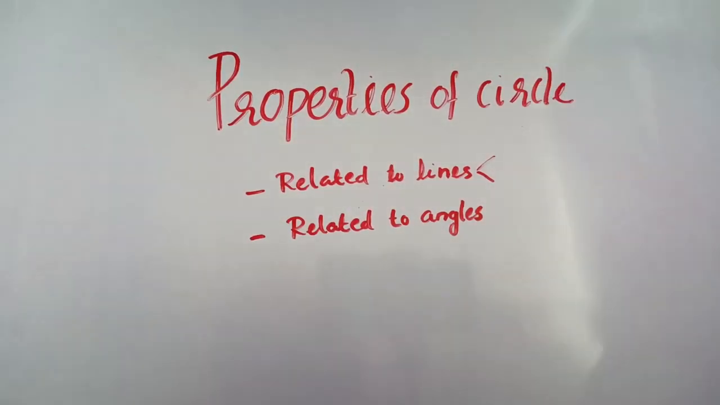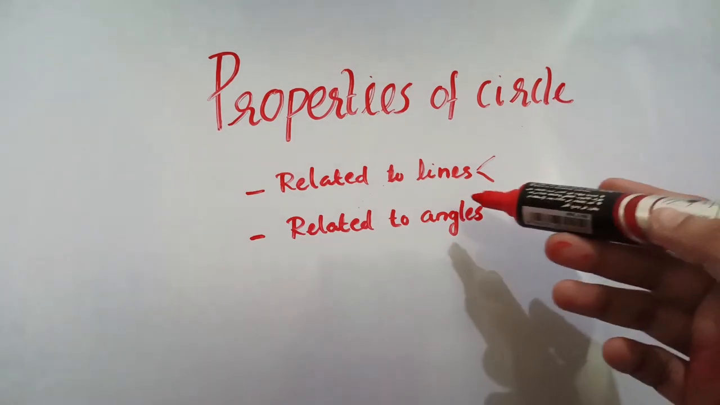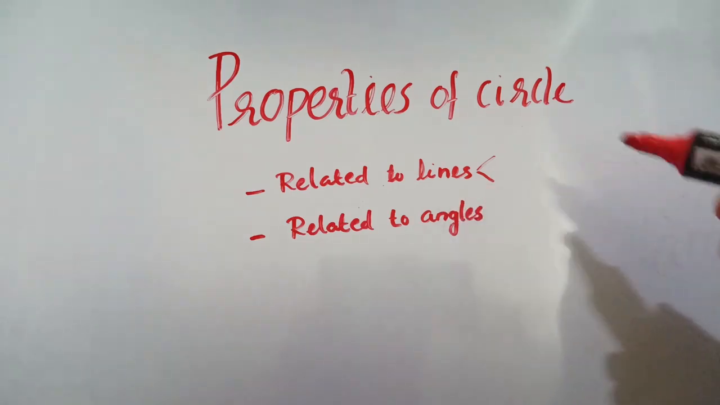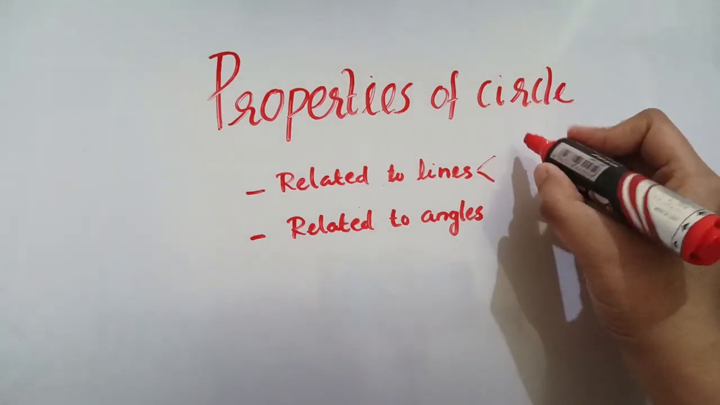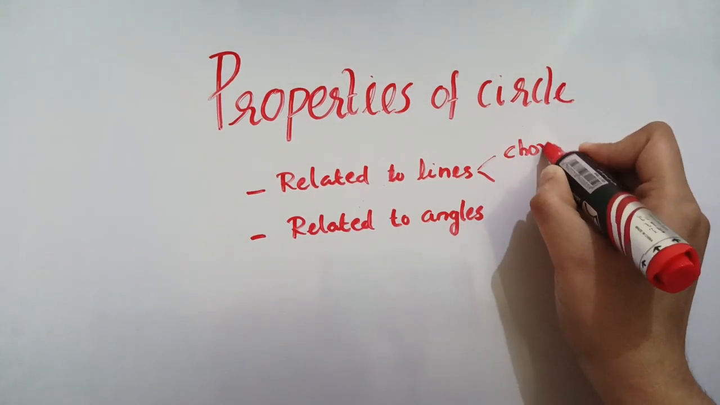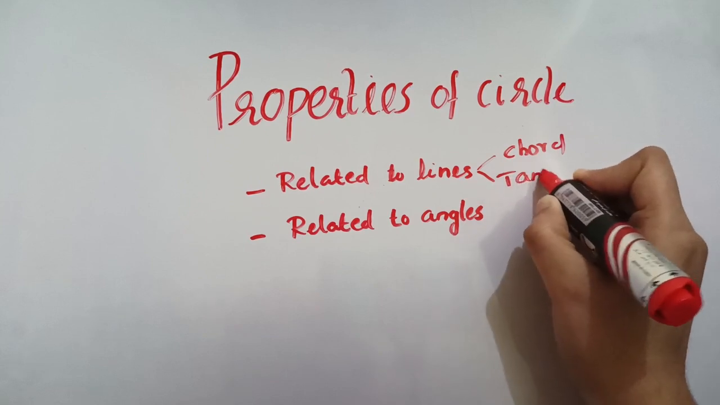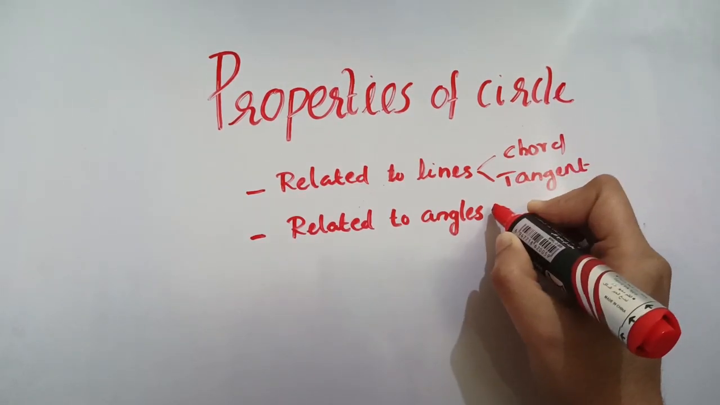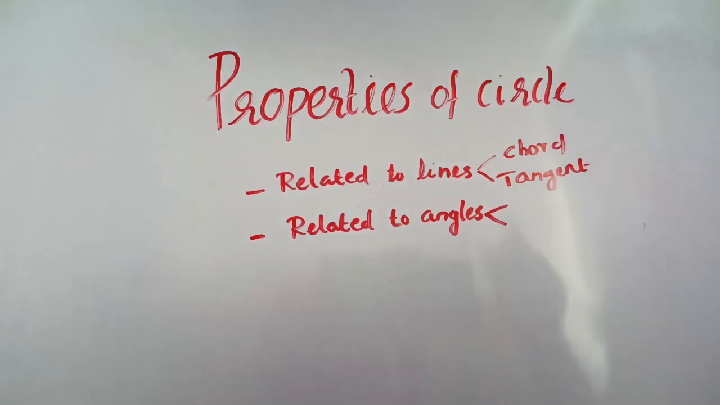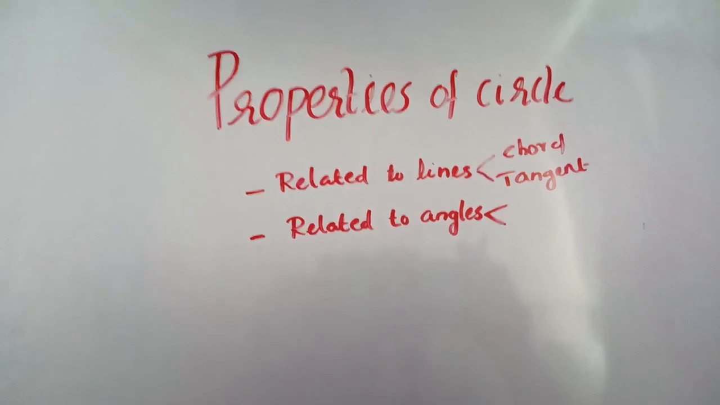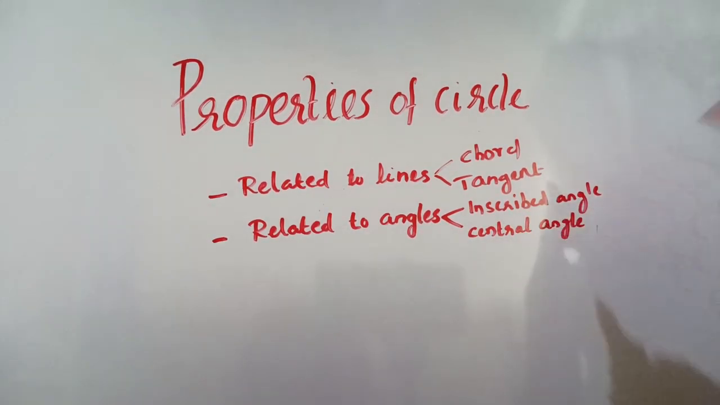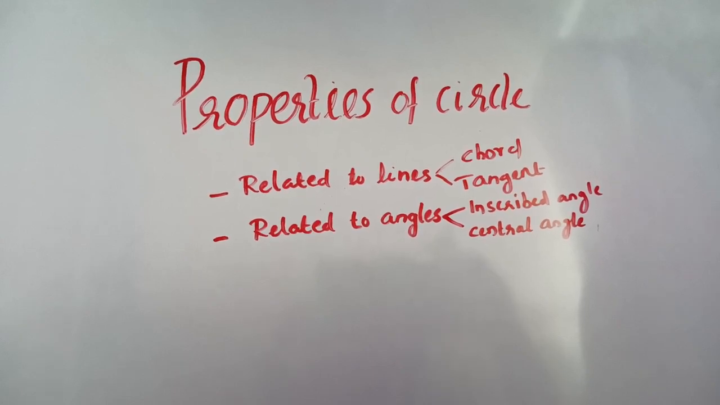Next, we can discuss properties of a circle. We can define properties of circle by using two ways, related to lines and related to angles. There are two terms in lines, that is chord and tangent. Similarly, there are two terms related to angles, inscribed angle and central angle. Next we can discuss one by one and its properties.